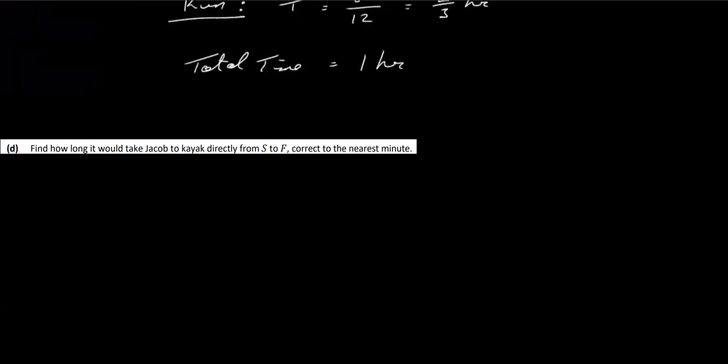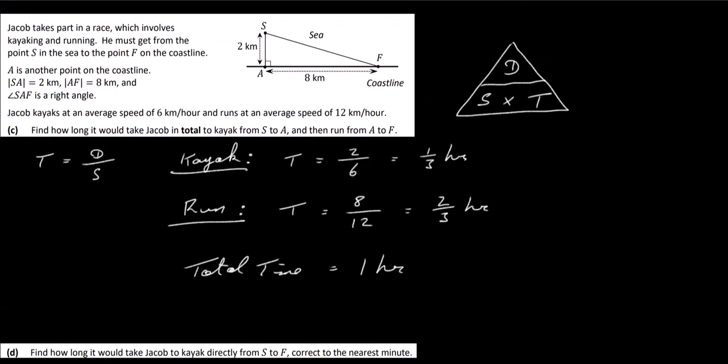Okay, next question then. Find how long it would take Jacob to kayak directly from S to F, correct to the nearest minute. Okay, so what we've got to do is imagine that Jacob is going directly from S to F, so we need to find how long it's going to take to go from S to F. So we've got to find this distance first anyway, so we've got to use Pythagoras' theorem. So it's going to be 2 squared plus 8 squared is equal to SF squared. So the distance is going to be the square root of 2 squared plus 8 squared.